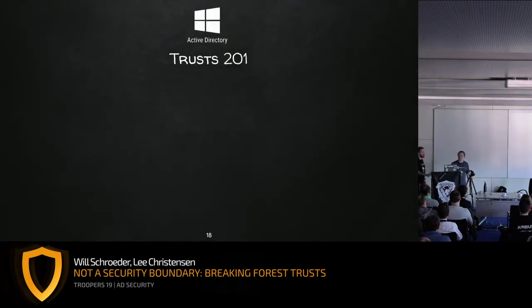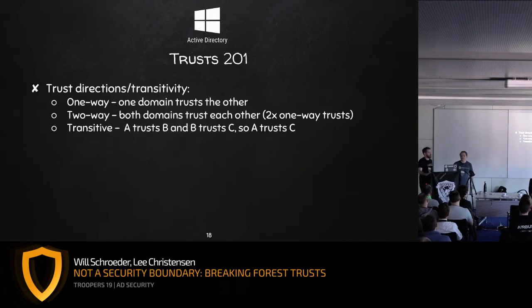Yep. So like you said, there's different kinds of trusts. Trusts have direction and transitivity. The first type of trust is a one-way trust. So domain A trusts domain B. It's one directional. Then there's also two-way trust, which in reality is just two one-way trusts. So A trusts B and B trusts A. That means authentication can flow from A to B or B to A. And that's going to be the one that we're going to focus on primarily here.